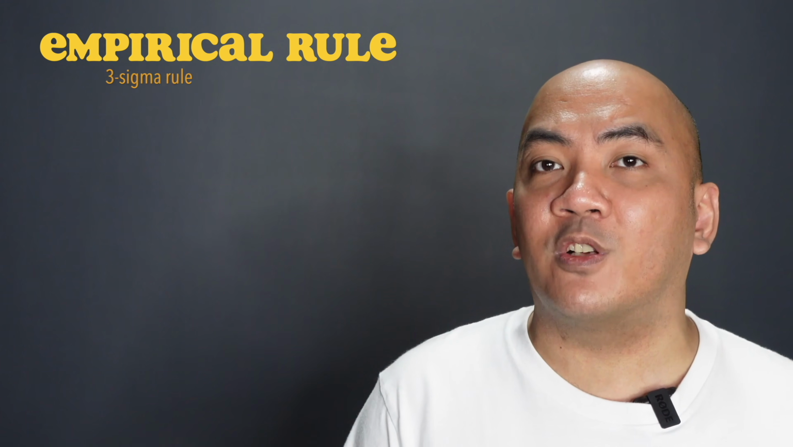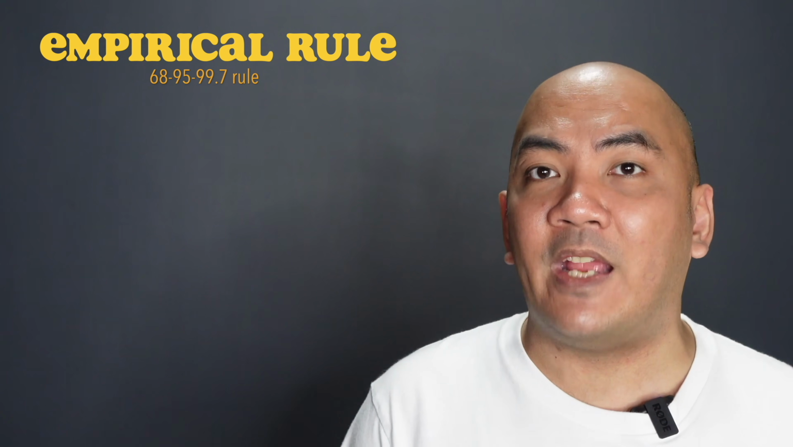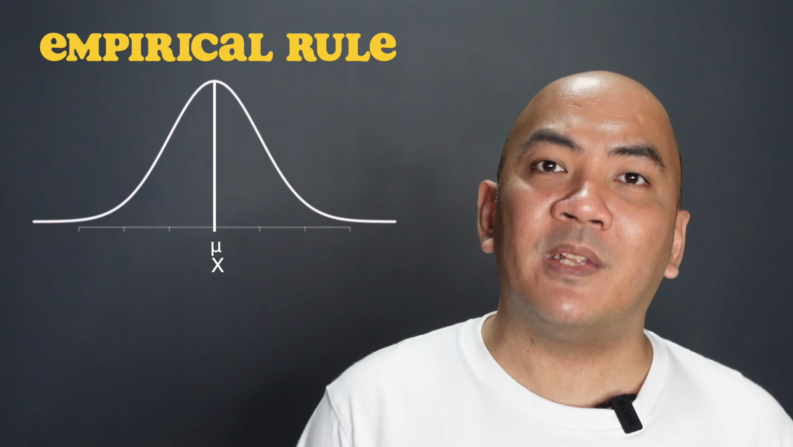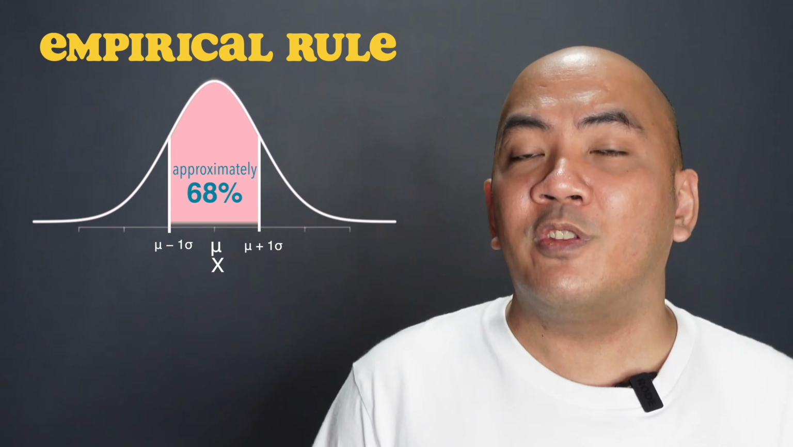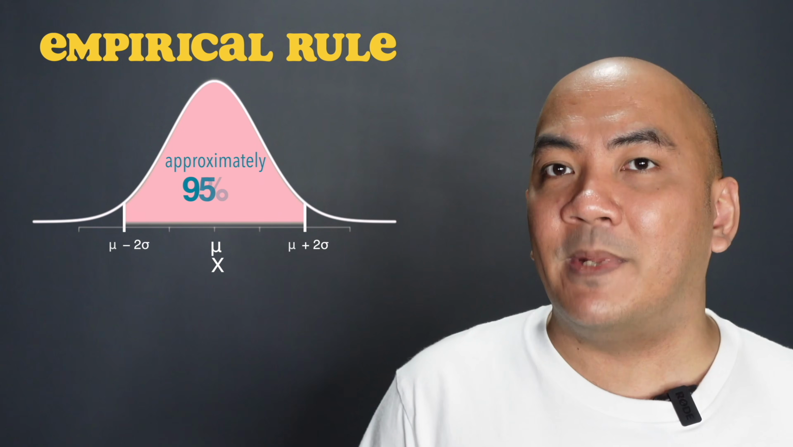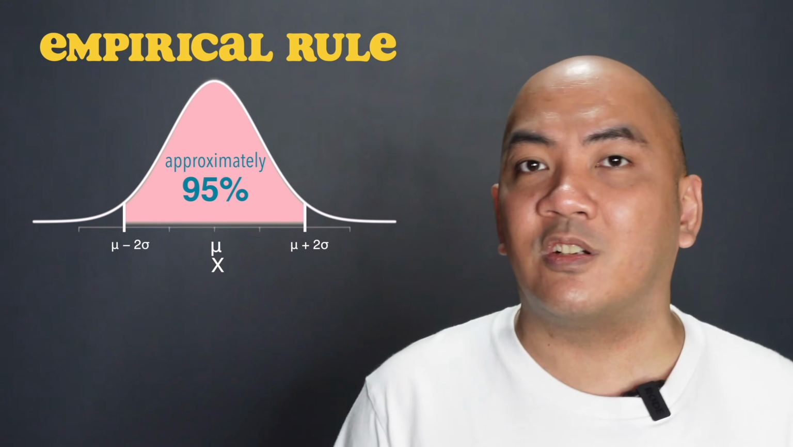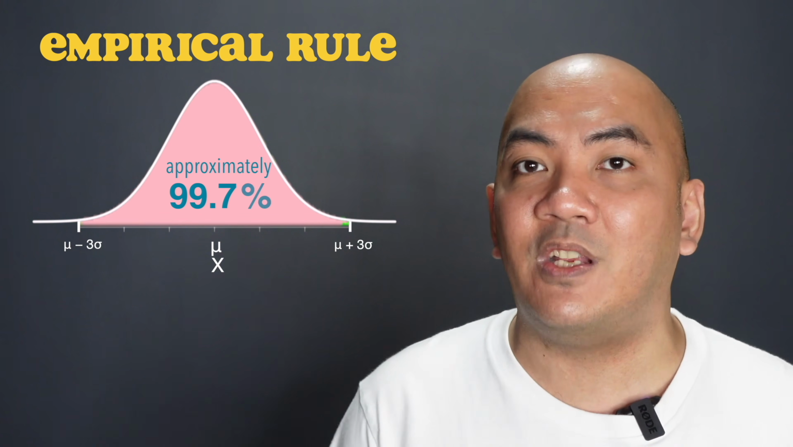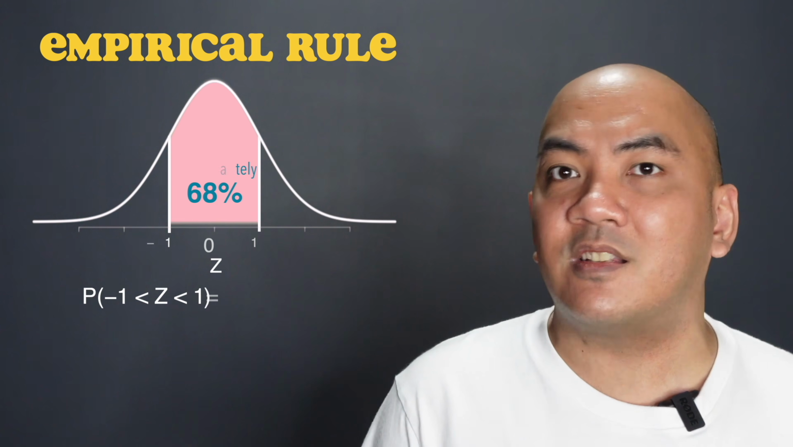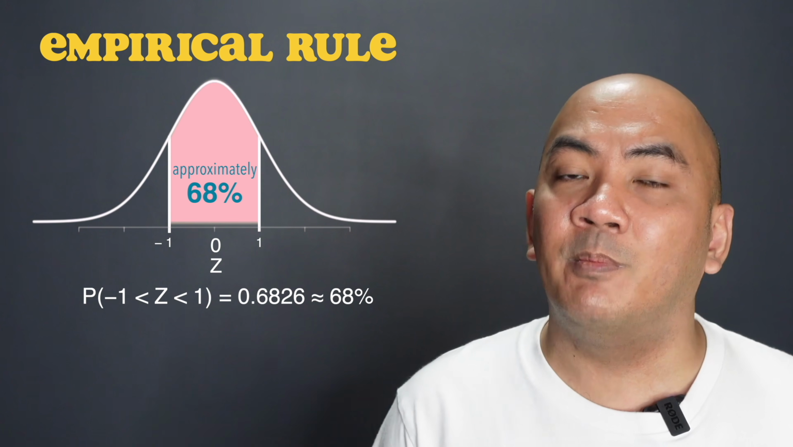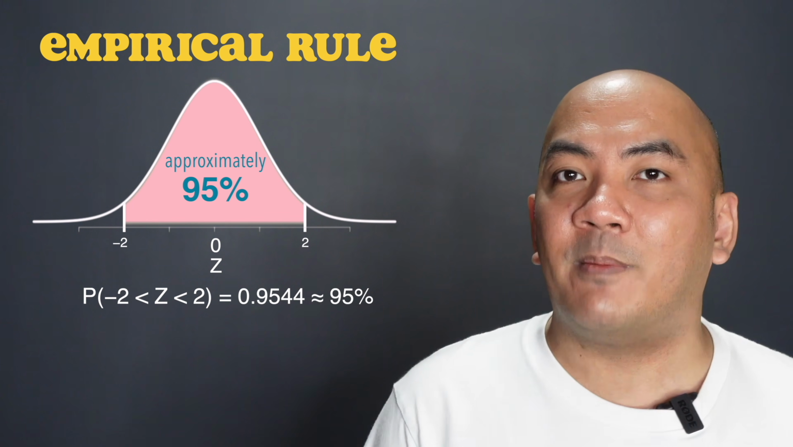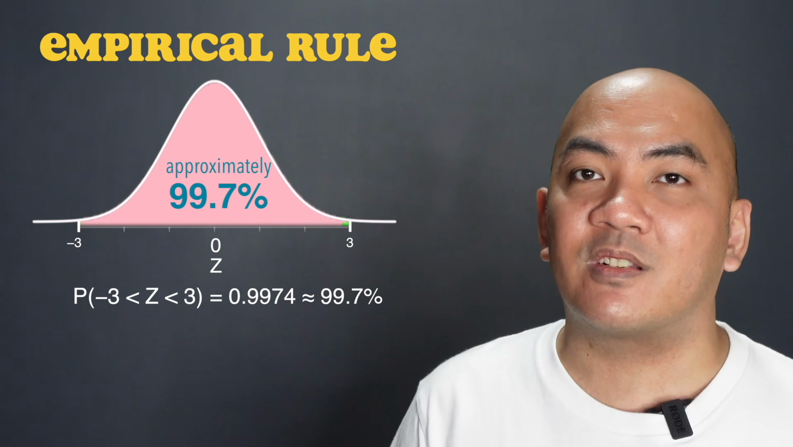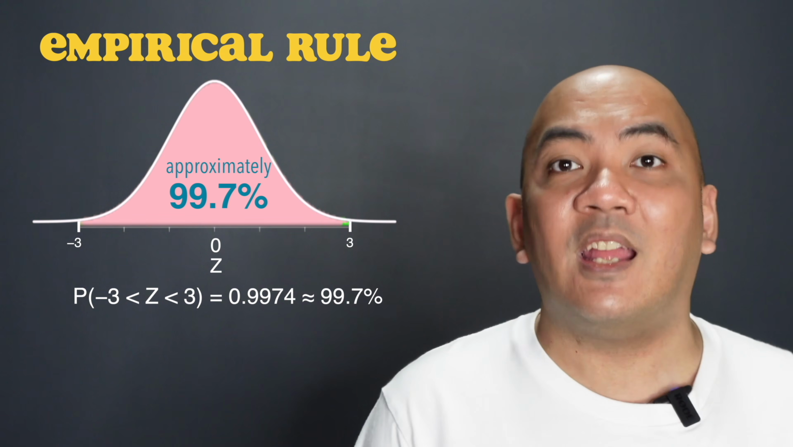The empirical rule, also referred to as the 3 sigma rule or the 68, 95, 99.7 rule, is a statistical rule which states that for a normal distribution, approximately 68% of the observations fall within the first standard deviation, approximately 95% within the first 2 standard deviations, and approximately 99.7% within the first 3 standard deviations. In other words, we have approximately 68% or 0.68 as the probability of z between negative 1 and 1, approximately 95% as the probability of z between negative 2 and 2, and approximately 99.7% as the probability of z to be between negative 3 and 3.